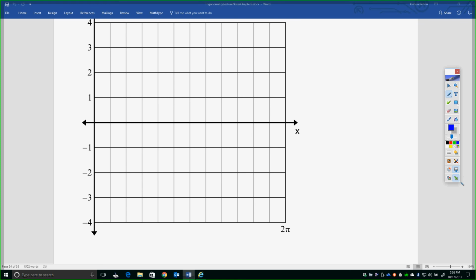Okay, so numbering by sixths: 1/6, 2/6, 3/6, 4/6, 5/6, 6/6, 7/6, 8/6, 9/6. That's 3 pi over 2. 10/6, 11/6, and of course 12/6.